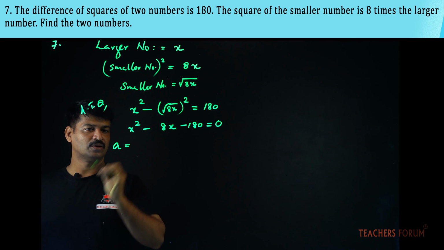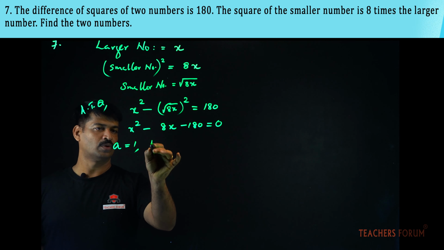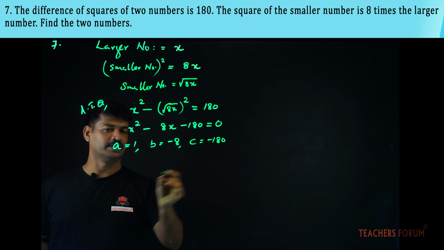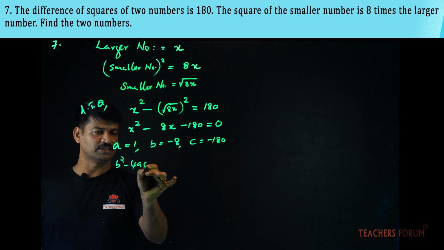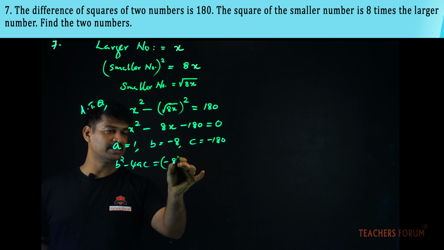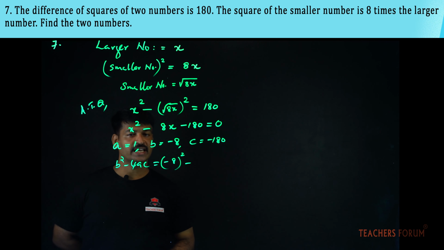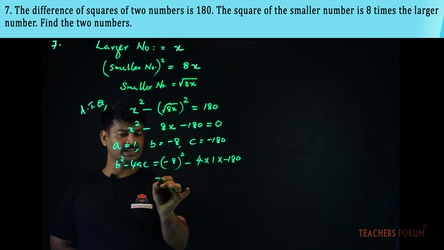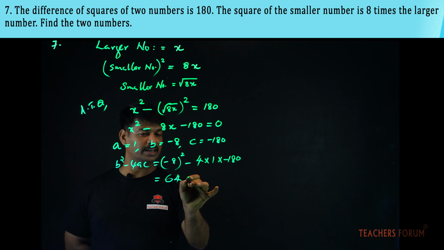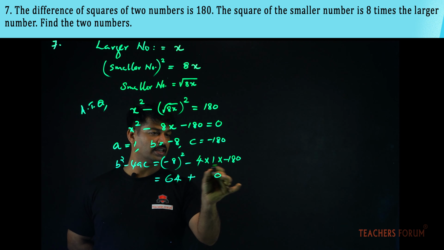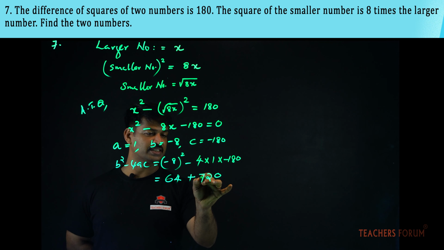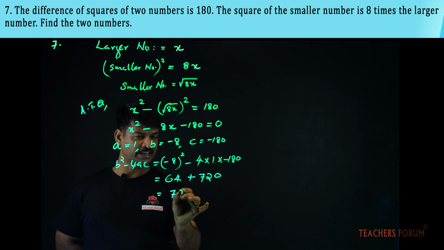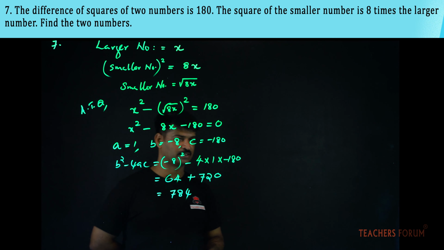Let us see what is A. A is 1. What is B? B is minus 8. What is C? C is minus 180. Let us find out what is B square minus 4AC first. B square is minus 8 the whole square, minus 4AC, 4 into 1 into C, that is minus 180. That equals 64, minus into minus is plus. What is 180 into 4? That is 720. So B square minus 4AC equals 784.